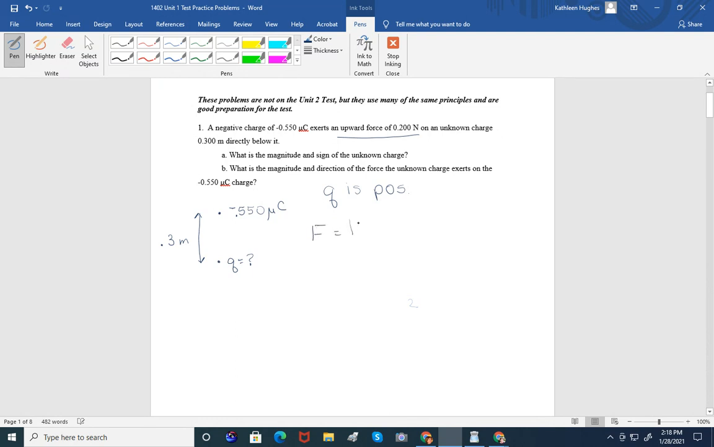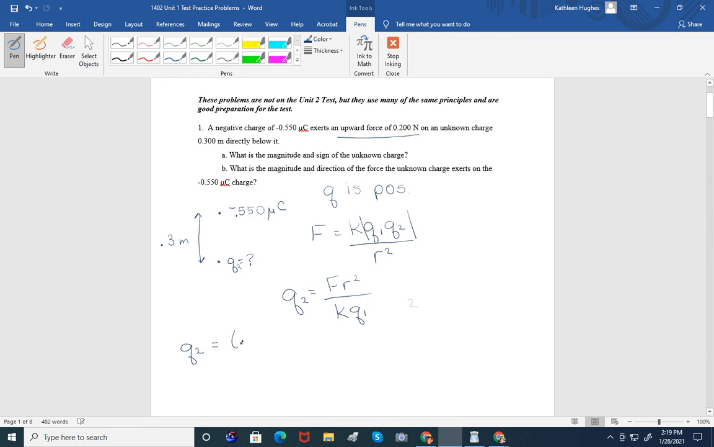F equals K, Q1, Q2 over the distance squared. I'm going to assume that this is Q1, so this one's Q2. If I solve for Q2, now this is absolute value, which means I don't care about the fact that this is negative. This is only to get the size of the charge. So Q2 would have to equal F R squared over K Q1. And now it's just a matter of filling in the numbers.